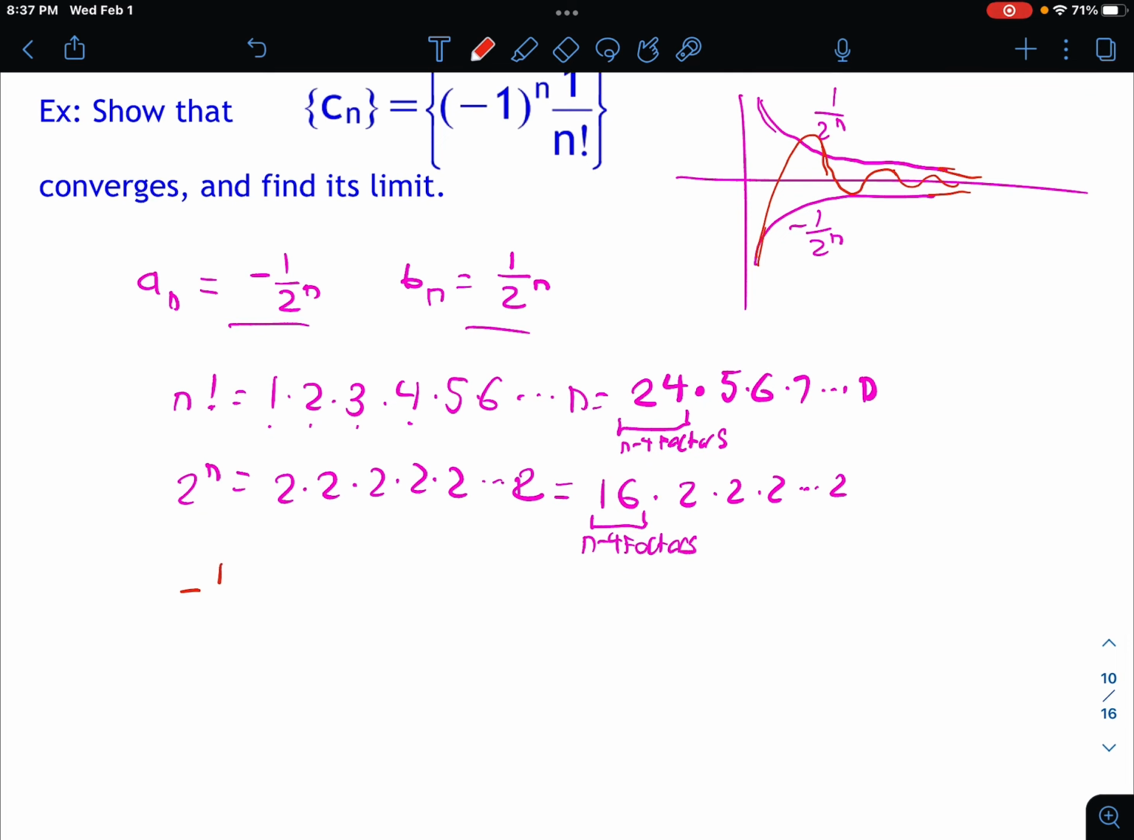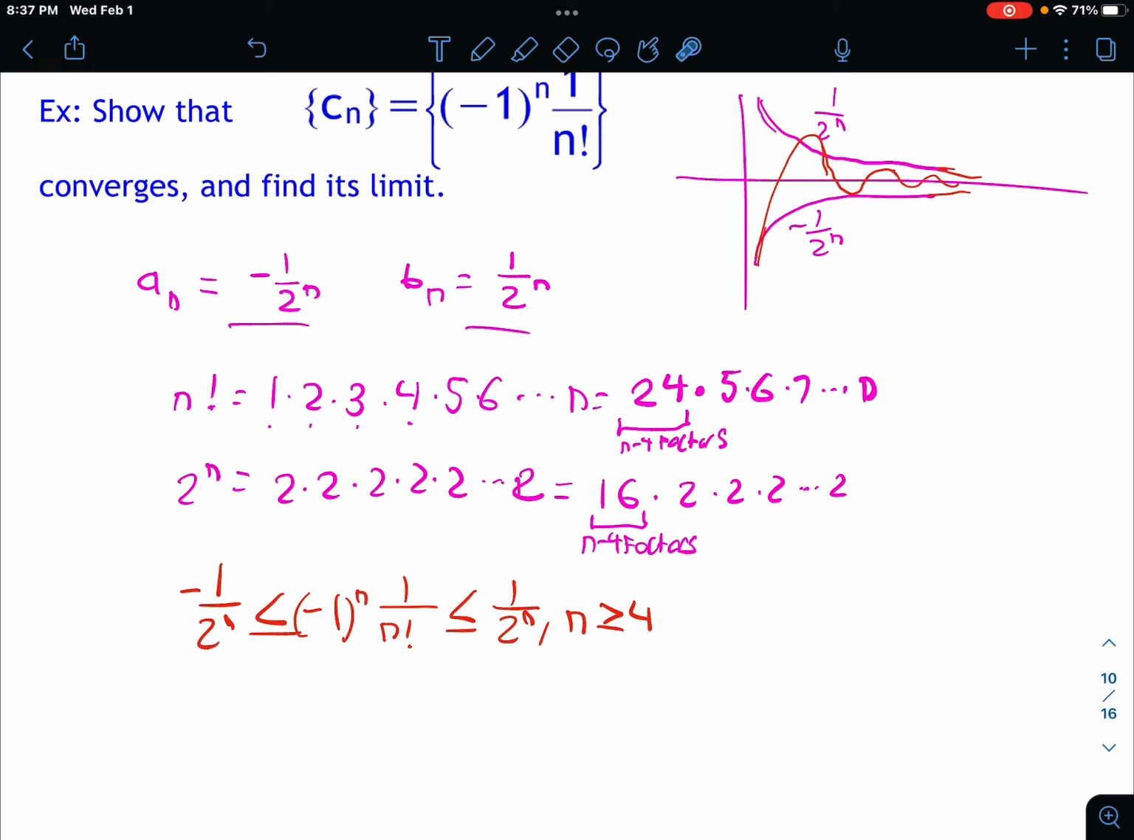So we know that negative 1 over 2 to the n is less than or equal to negative 1 to the power of n times 1 over n factorial, and this is less than or equal to 1 over 2 to the n when n is greater than or equal to 4. This is after the fourth term.